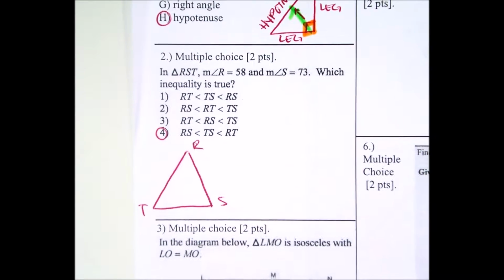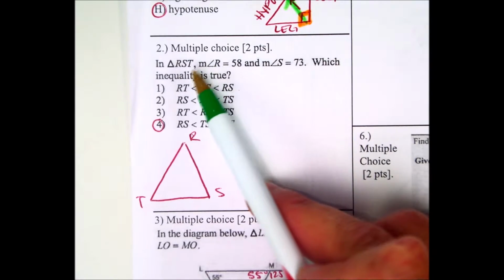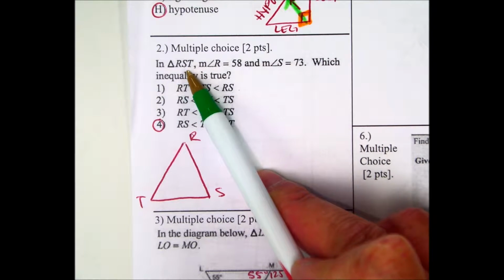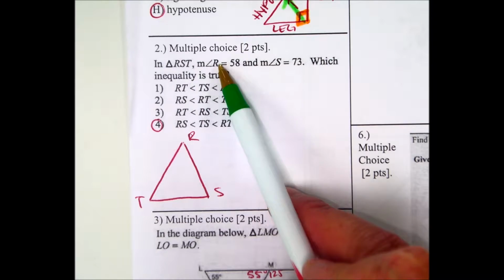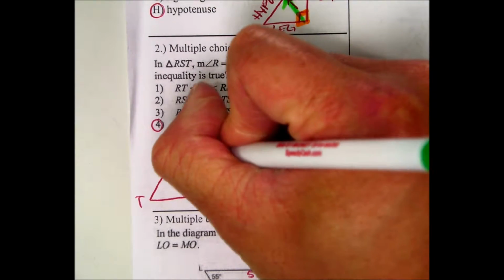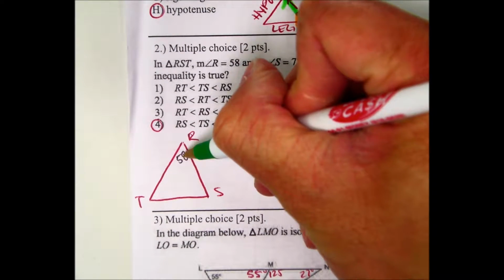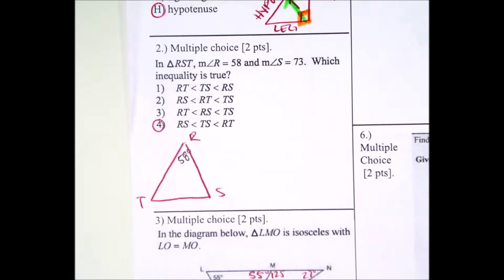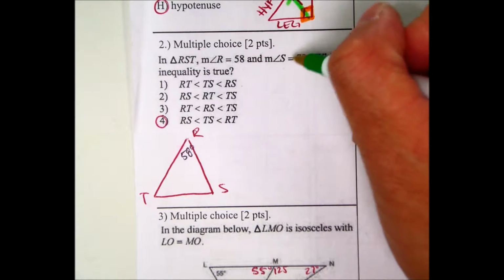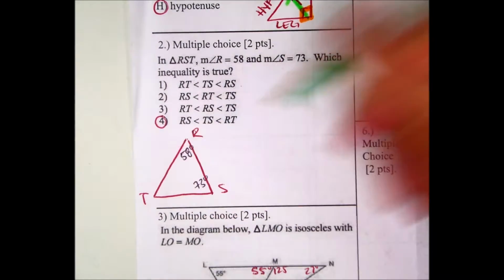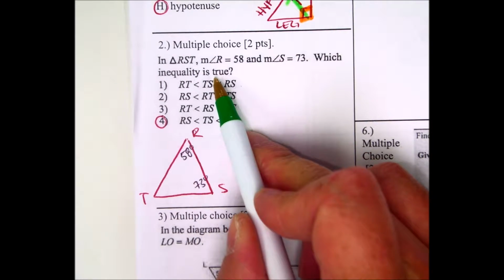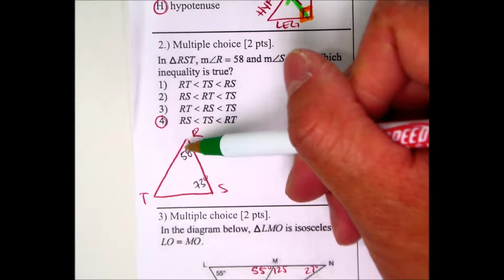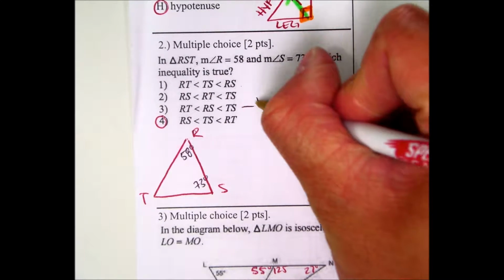Question number 2. Multiple choice. In triangle RST, so there is no triangle, draw one. The measure of angle R is 58. And the measure of angle S is 73 degrees. Which inequality is true? Okay, so I have two angles of a triangle. I'm going to find the third one.